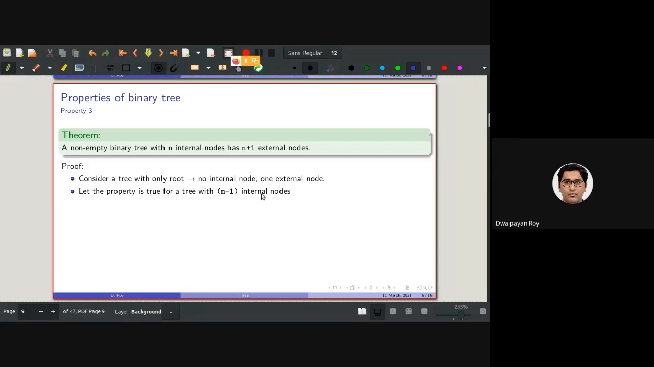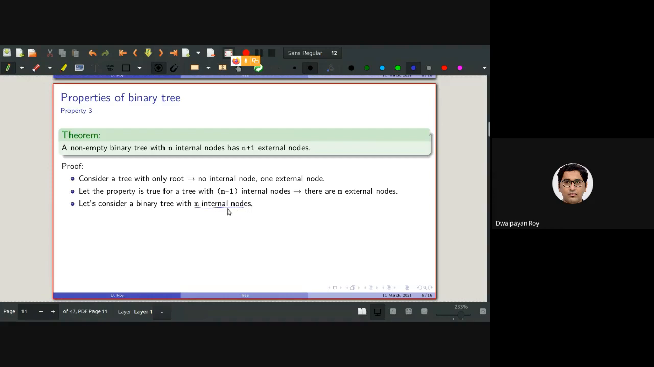That means I am assuming that the tree, say for example T, contains m-1 internal nodes. That means I am assuming that it is containing m external nodes. Now let's consider another binary tree, say T prime, with m internal nodes. Earlier we have assumed that the property is true for m-1 internal nodes. Now I am taking another binary tree with m internal nodes.